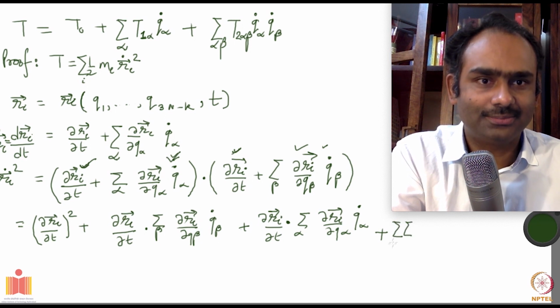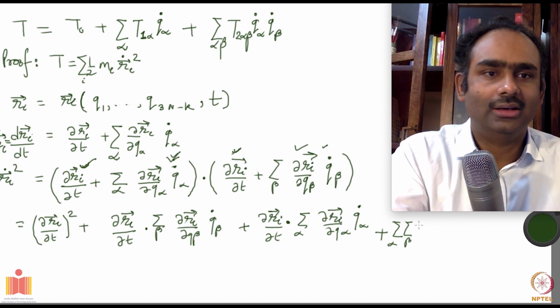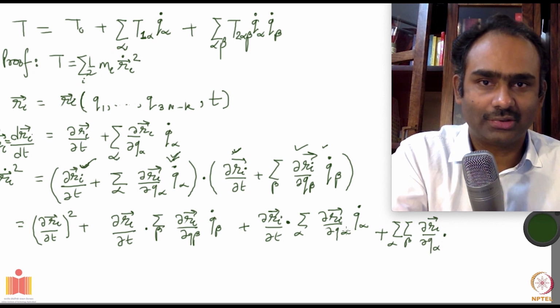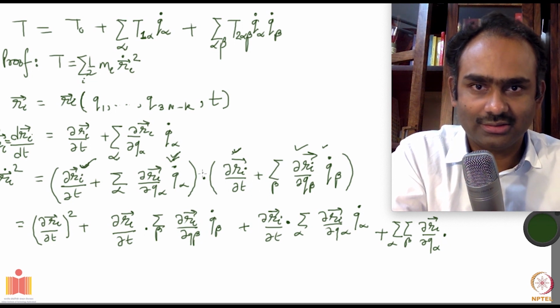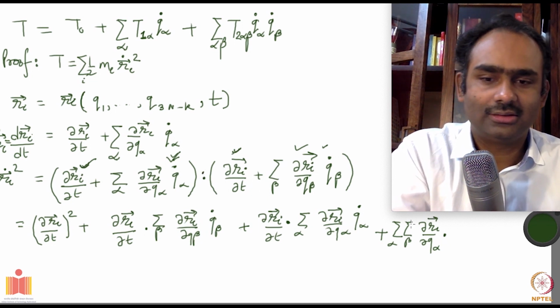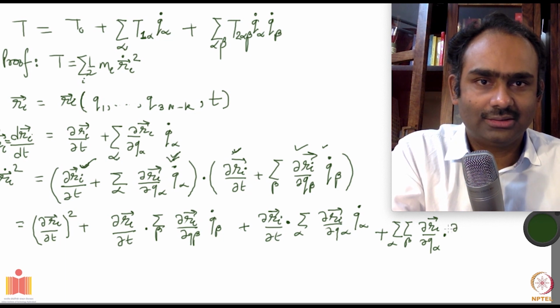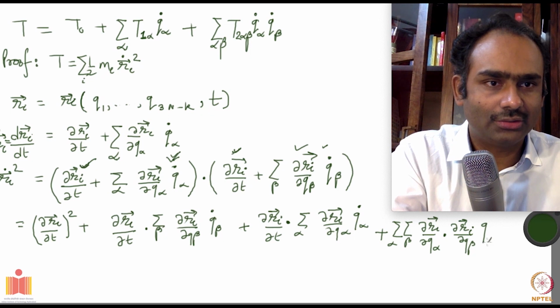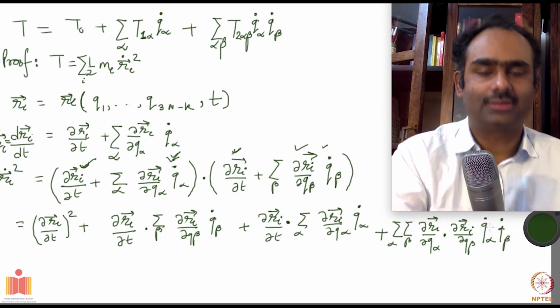Plus, so I write down summation over alpha, summation over beta, delta Ri over delta q alpha, dot, because there is a dot product here, delta Ri over delta q beta, and then you have q alpha dot, q beta dot.